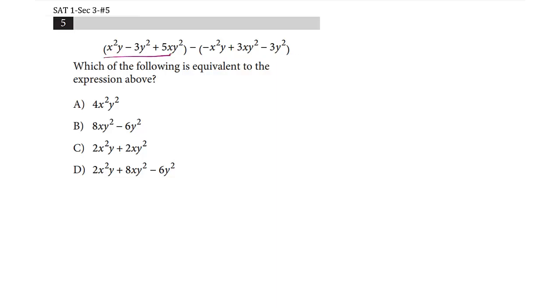The only thing to be cautious about here is if you have a negative in front of a parenthesis, remember that it's not just floating there on its own. There's actually an invisible 1, which implies that we need to distribute this negative 1 all the way through every term in the second parenthesis. Since nothing changes on the first parenthesis, let's just copy it down. It's just going to be x squared y minus 3y squared plus 5xy squared.